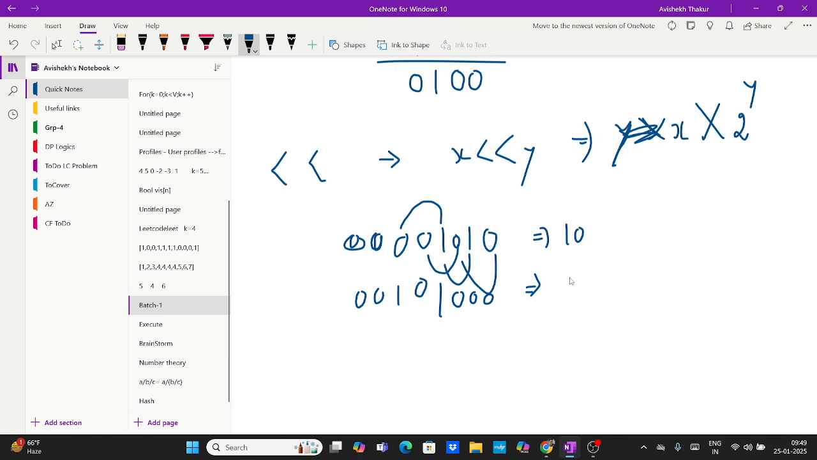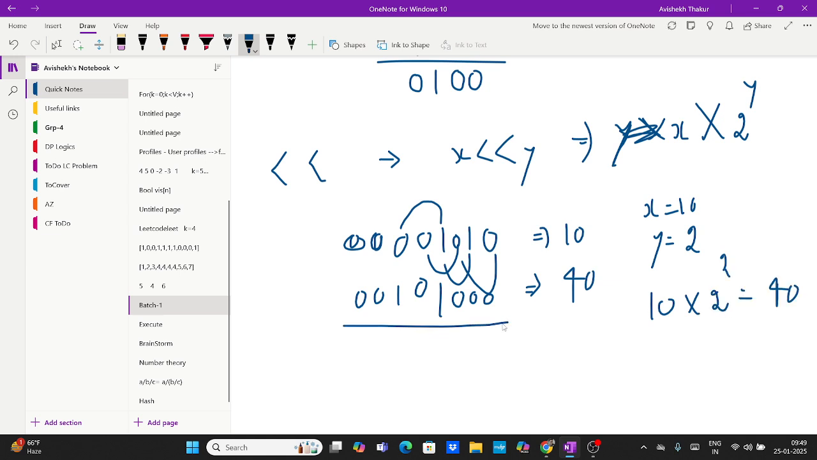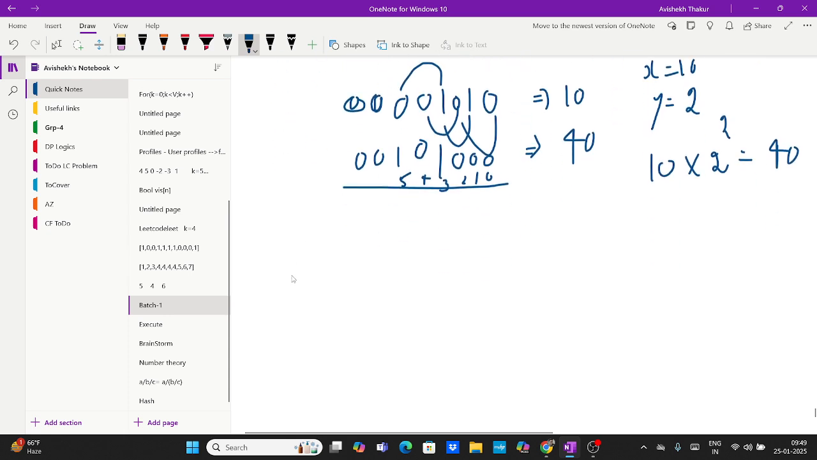So 10 into 4 is 40. We have taken x as 10 and y as 2. If you put it into the formula Sam told, 10 into 2 square is nothing but 40. And if you see this binary number, it is 40 itself: 2 power 5 is 32, and 2 cube is 8, so 32 plus 8 is 40. Everyone clear on this? Yes, clear. Okay, so this is left shift.